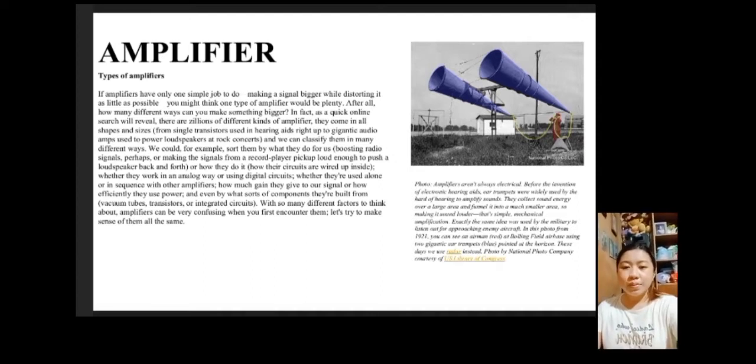The first basic type of amplifier is the voltage amplifier. Second is the current amplifier. The third is the transresistance amplifier. And the last is the transconductance amplifier. So those are the basic types of amplifier.